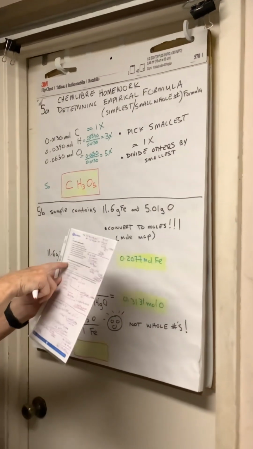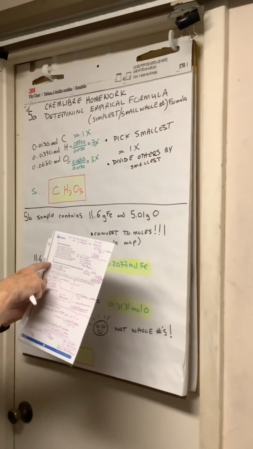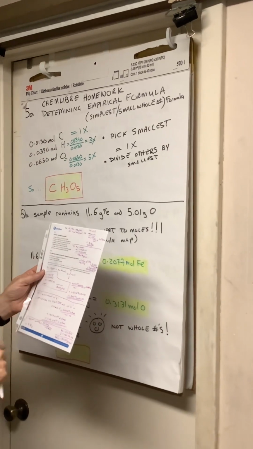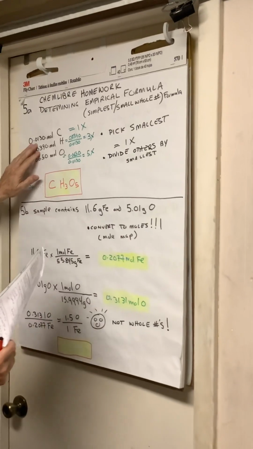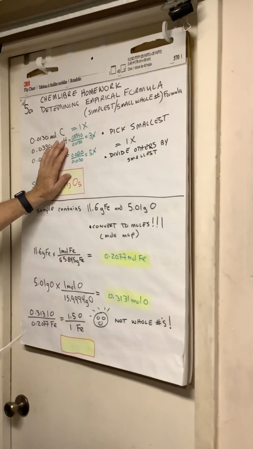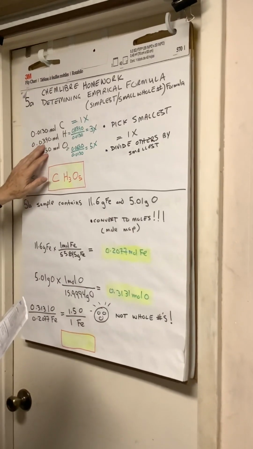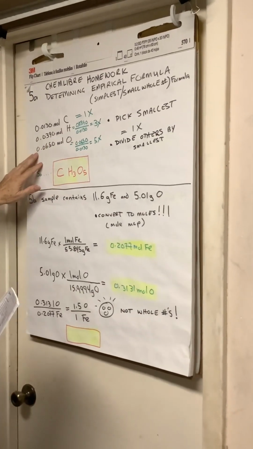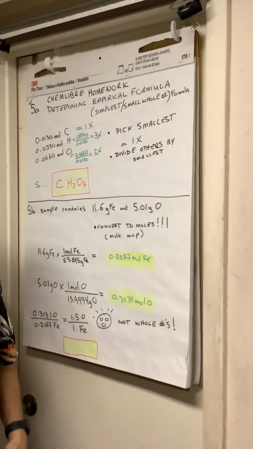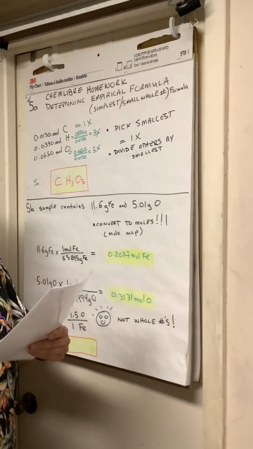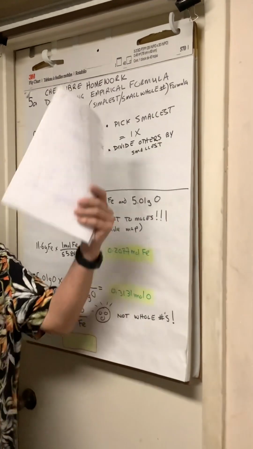And the first question, 5A, says, I have a sample that contains 0.0130 moles of carbon, 0.0390 moles of hydrogen, and 0.0650 moles of oxygen. And tell me its empirical formula.